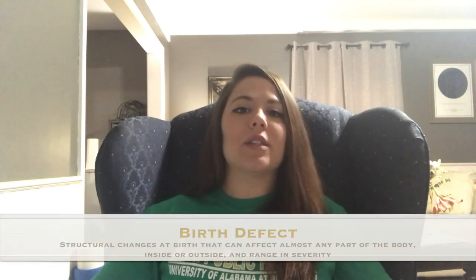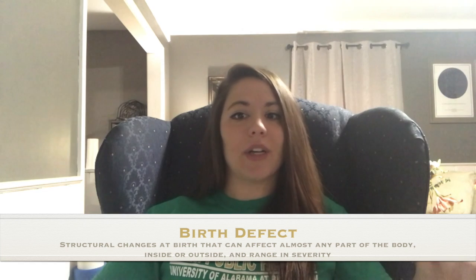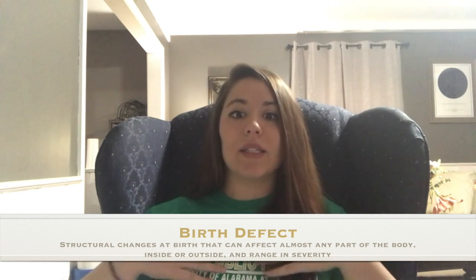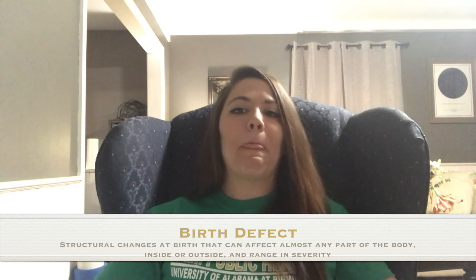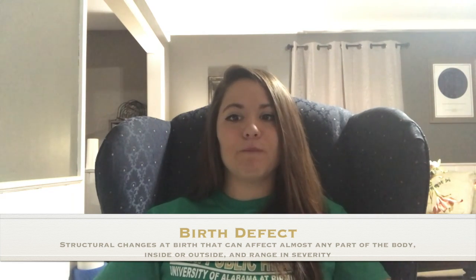1 in 33 babies in the U.S. have a birth defect. These are structural changes at birth that can affect almost any part of the body and can be inside or outside of the baby's body. They also range from being mild to severe. These defects are sometimes spotted before birth, such as on an ultrasound, or after or even during birth. Most of these occur during the first 3 months of pregnancy, which is a critical development period for the baby. Some defects we know the cause of and some we do not. But we can start by avoiding the causes of some of the ones that we do know about.